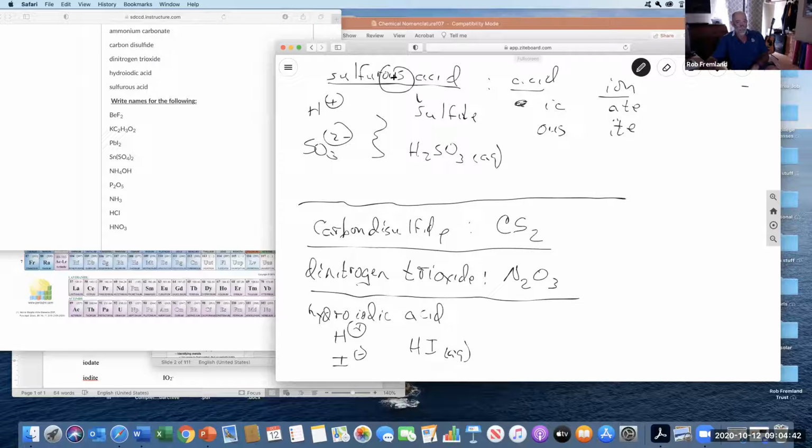So you look at the name, it will tell you the ion. Again, I would have loved to have been at that meeting because I would have tried to stop them. All right, so that's going forwards.